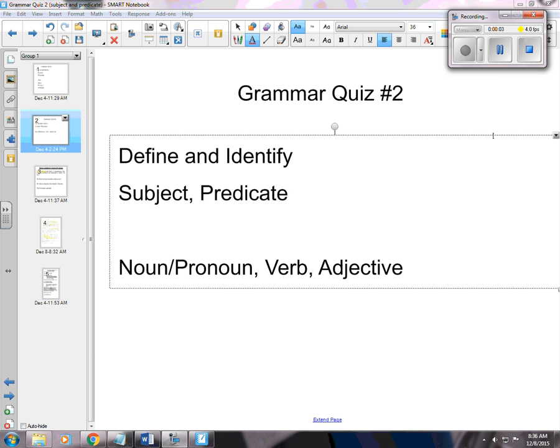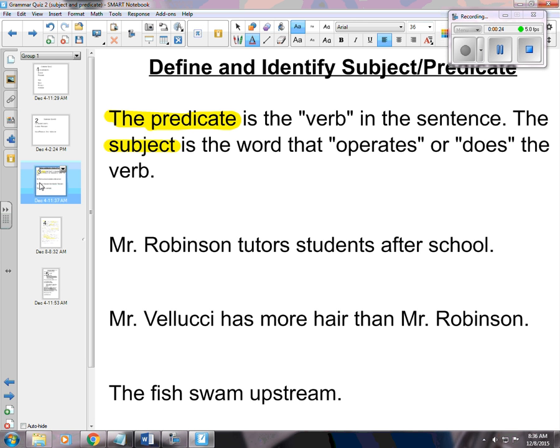Hello, English 1 classes. This post is to help you study for your second grammar quiz. On this grammar quiz, you will be asked to both define and identify the subject and the predicate of a sentence, and also the parts of speech noun, pronoun, verb, and adjective. We're going to start by defining and identifying the subject and the predicate of the sentence.